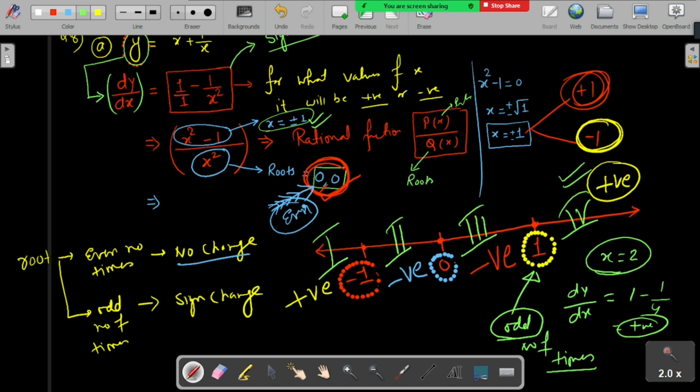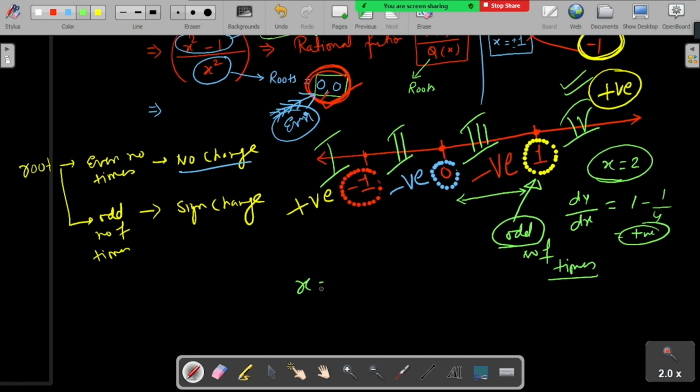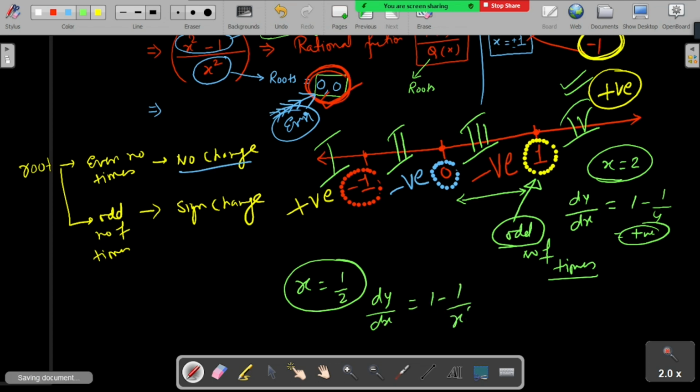Let us first verify this. For the sake of verification, take any value lying between 0 to 1. Let us suppose x is equal to 1 by 2. My dy upon dx expression was 1 minus 1 over x square. Just put the value of x and tell me the sign. I am 100% sure this is going to be negative. Please check. Yes, it is negative.